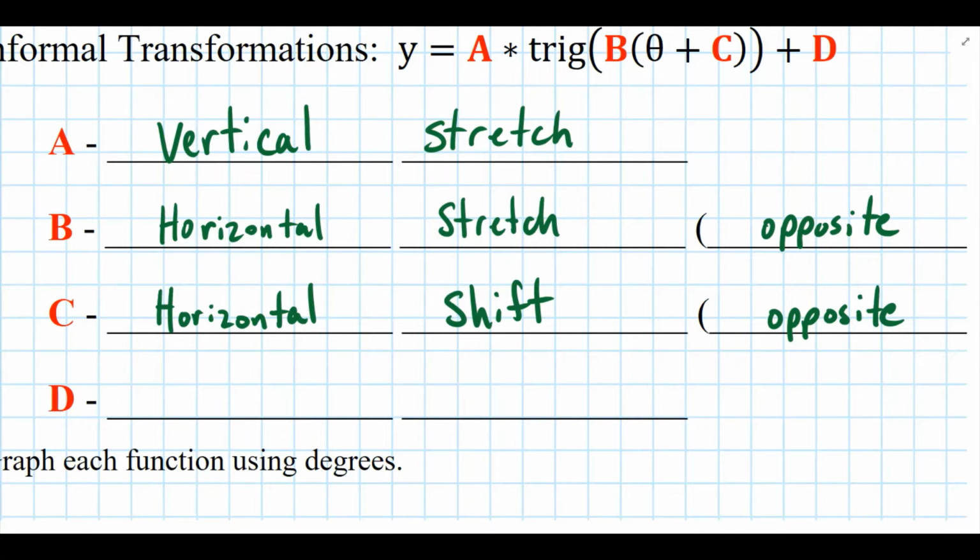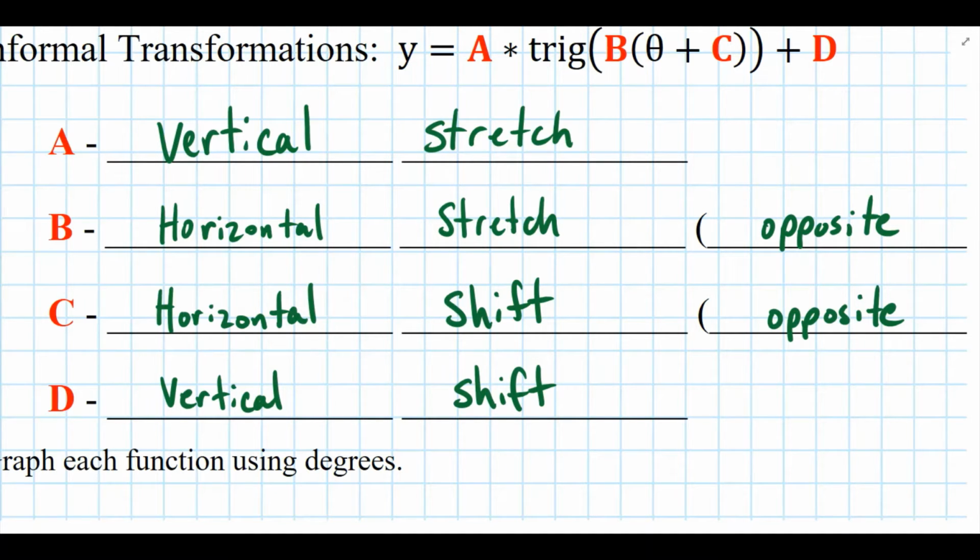The coefficient C affects horizontal shifts, and like the B value, it behaves in the opposite manner than what you might expect. Adding a C value will shift the graph to the left, whereas subtracting a C value will shift the graph to the right. Finally, the coefficient D will affect vertical shifts, and it will make the graph behave as you might expect. Adding a D value will shift the graph up, and subtracting a D value will shift the graph down.